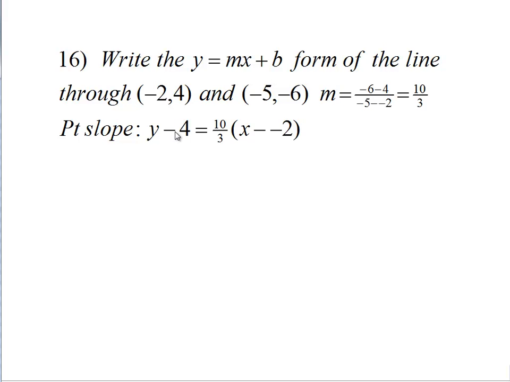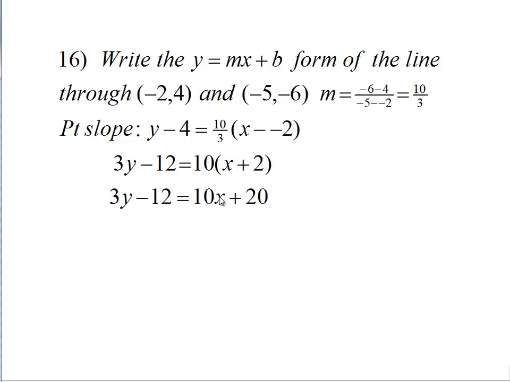Okay, y minus 4, my slope, 10/3, x minus my x number, negative 2. Now in this case, I'm going to multiply by 3 because this isn't a multiple of 3. So multiply 3 times y, 3 times 4, and 3 times this fraction will cancel. Distribute 10x and 20. Add 12 to both sides to move this 12 over because we're trying to get y by itself. So plus 12, you get 3y is 10x plus 32. And divide everything by 3. Y is 10/3 x plus 32/3.